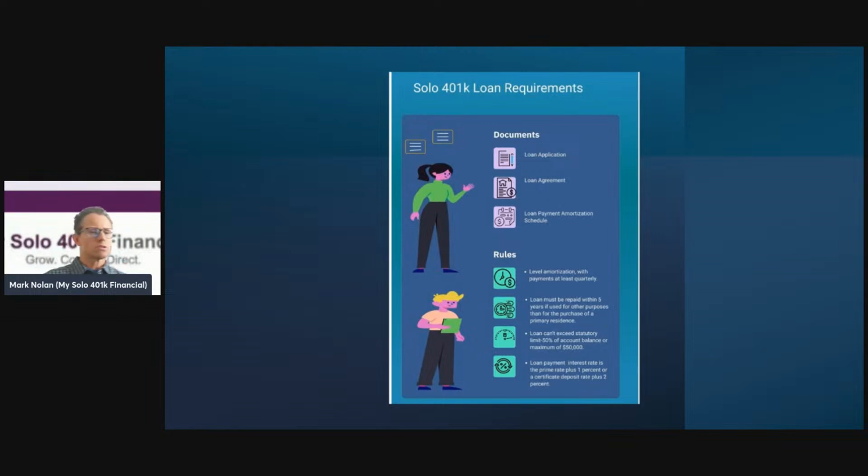Here are some of the rules that we kind of went over already. So loan payments, you have to make them according to the amortization schedule. They have to be level payments consisting of interest and principal. They're made quarterly or monthly over the life of the loan.